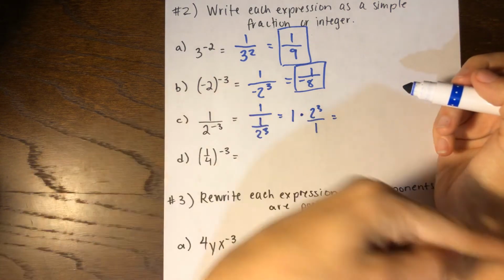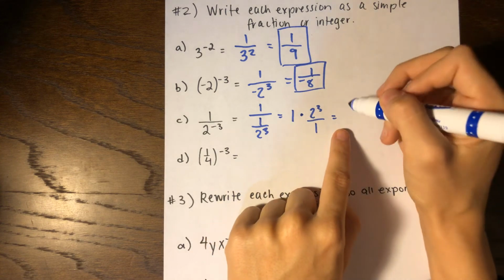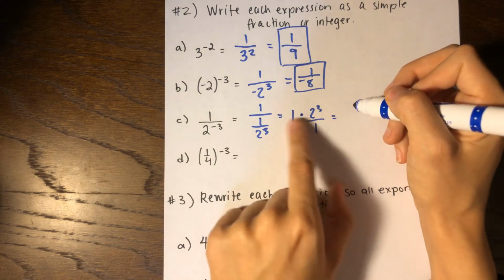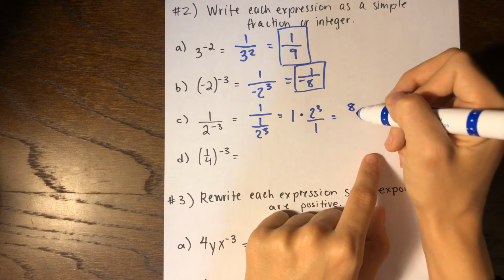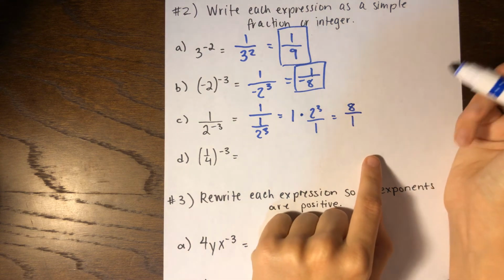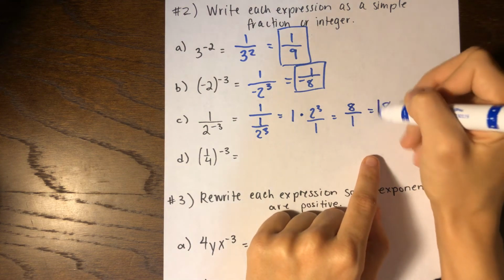Okay, and we multiply straight across. So 1 times 2 to the third, right? 2 to the third is 8. So 1 times 8 is 8, over 1. Well, 8 over 1 is the same thing as 8. So 8 is our answer.